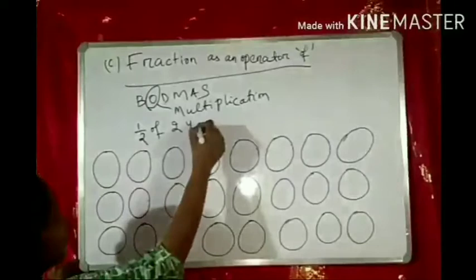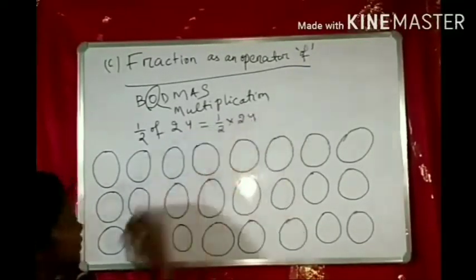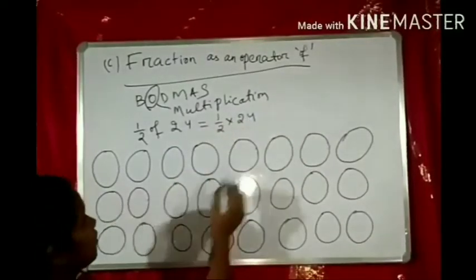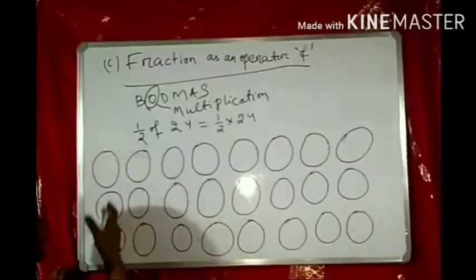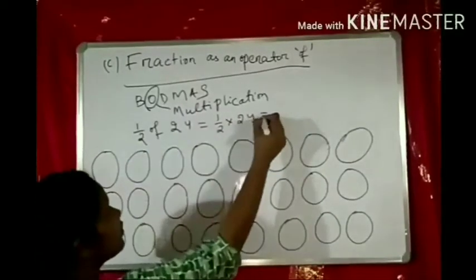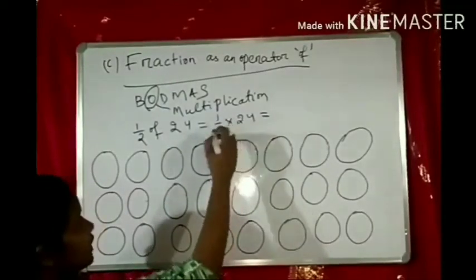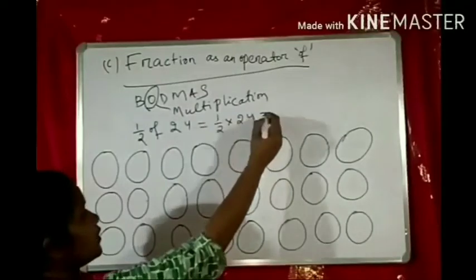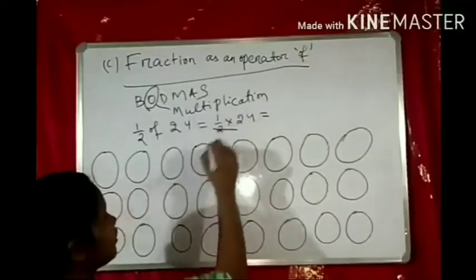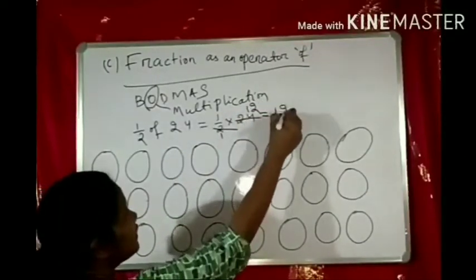So 1 by 2 of 24 means 1 by 2 into 24. I cannot find it out like this, so I will take the whole 24 over 2. So I have 24 number of halves. I will first multiply 1 into 24 over 2. Here I can multiply: 2 ones are 2, 2 twelves are 24. So the answer is what? 12.